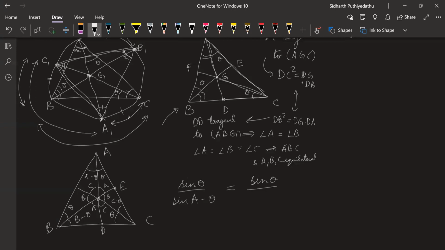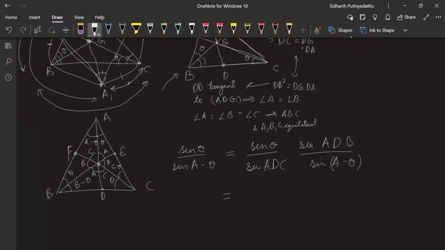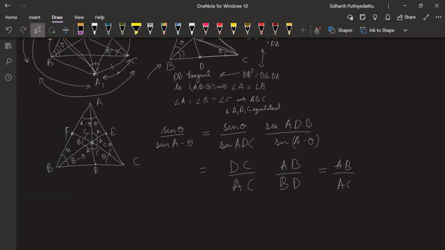We call this D, E, F. Sine theta by sine ADC into sine ADB by sine A minus theta. This is because sine ADC is equal to sine ADB. And note that sine theta by sine ADC is simply DC by AC. And sine ADB by sine A minus theta is then AB by BD, which is AB by AC. Right? But note that sine theta by sine A minus theta appears somewhere else. This appears in triangle ABG as well.